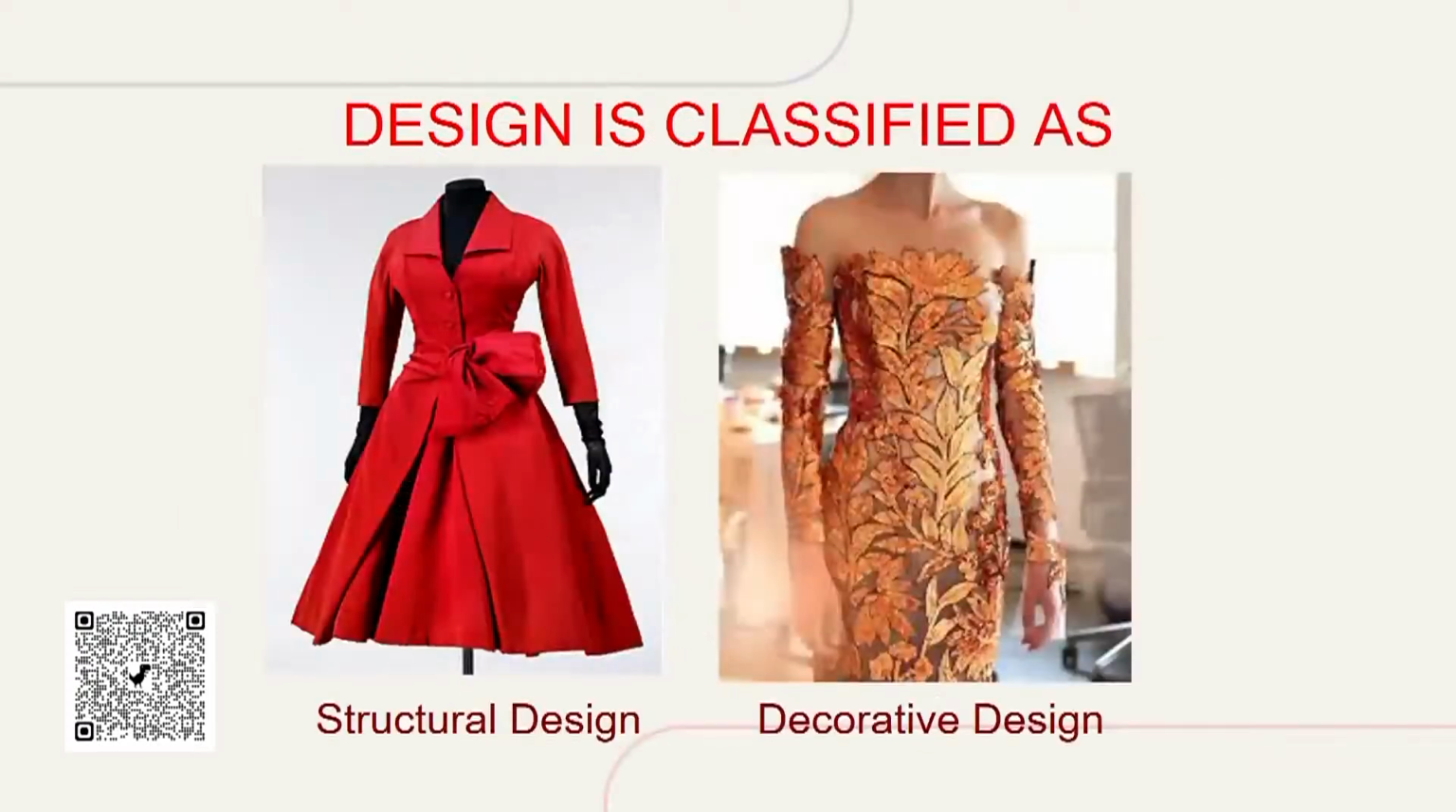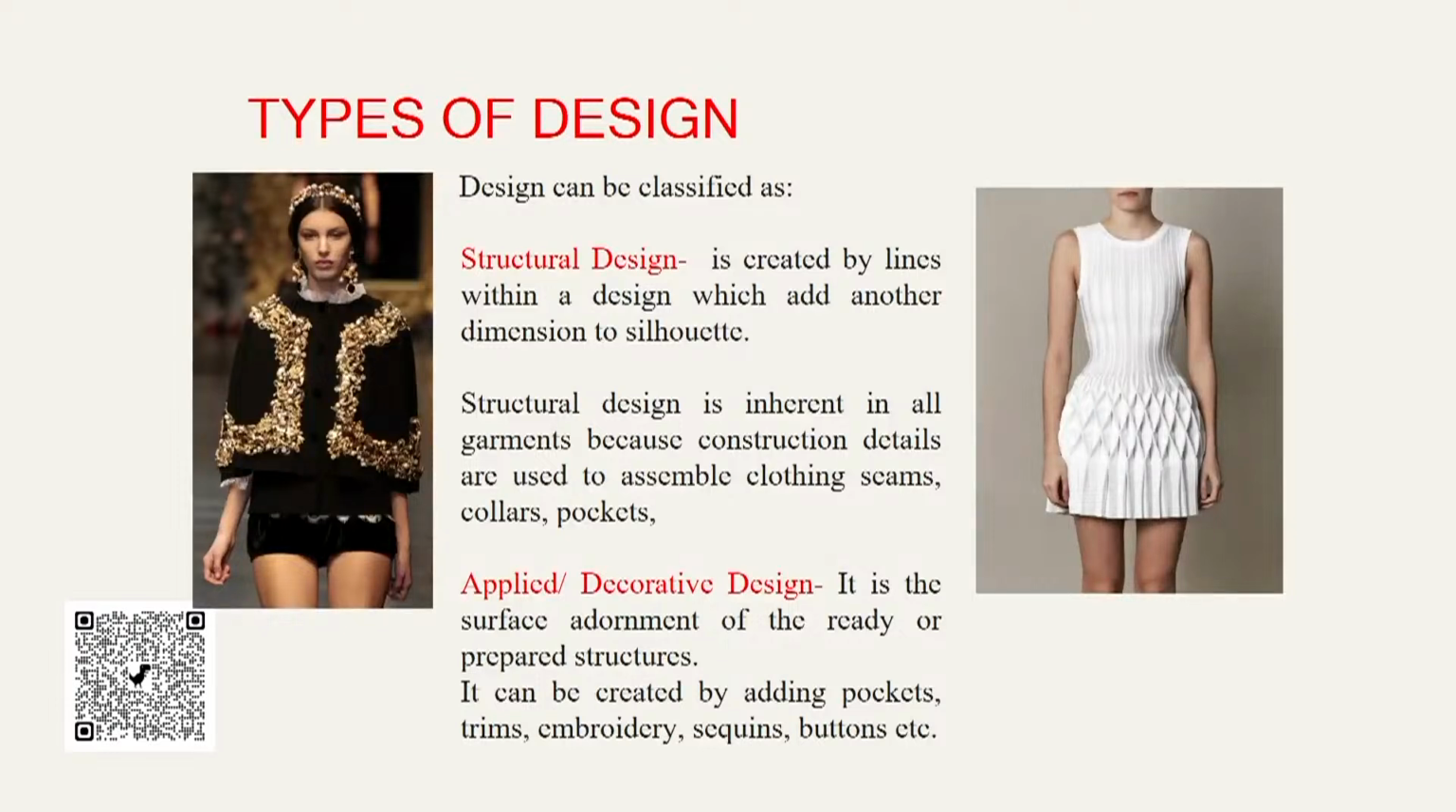Now let's look into the second type of design, which is decorative design. Decorative design is also known as applied design. As you can see in the image in front of you, the golden flowers have been pasted on top of the basic structure of the garment. Therefore, applied design is a surface ornament for any prepared structure. So you are ornamenting a prepared structure which has been already made. You are pasting or stitching an additional feature on top of it.